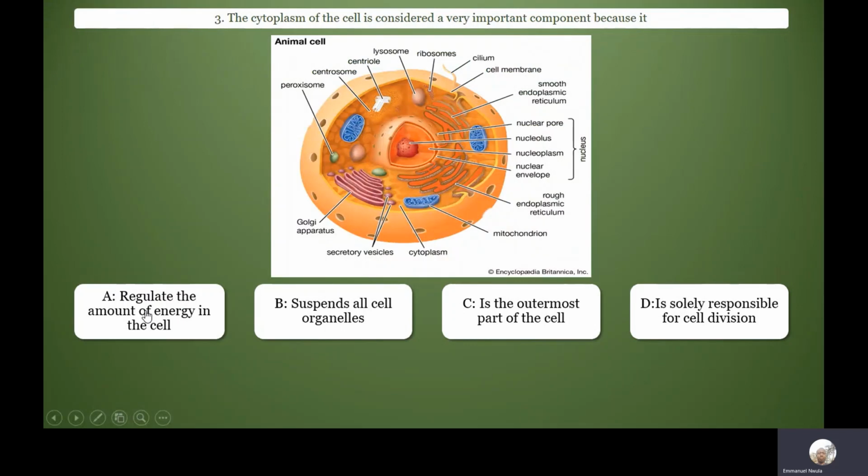The cytoplasm of the cell is considered a very important component because it suspends all cell organelles. All the other organelles are floating within the cytoplasm. So it suspends the other organelles. That's one of the functions of the cytoplasm. So the correct option here is B.